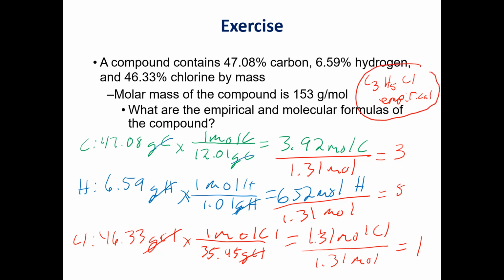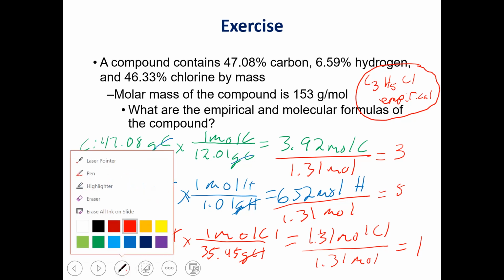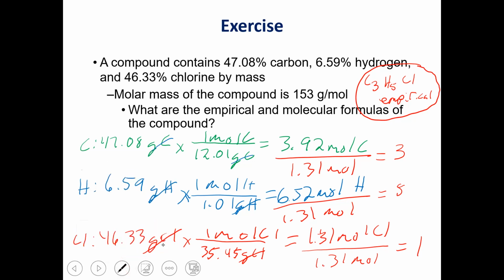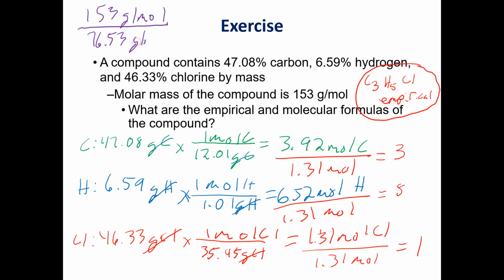Now, I'm going to let you calculate the molar mass of that. And once you have the molar mass, we have the molar mass of the compound, so we're going to take 153 grams per mole. And if you calculate the molar mass of C3H5Cl, you should come up with 76.53 grams per mole.